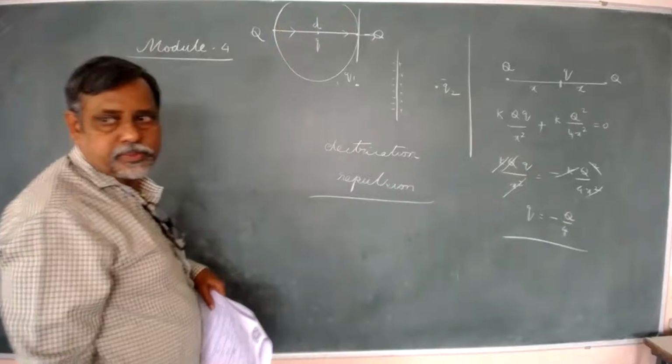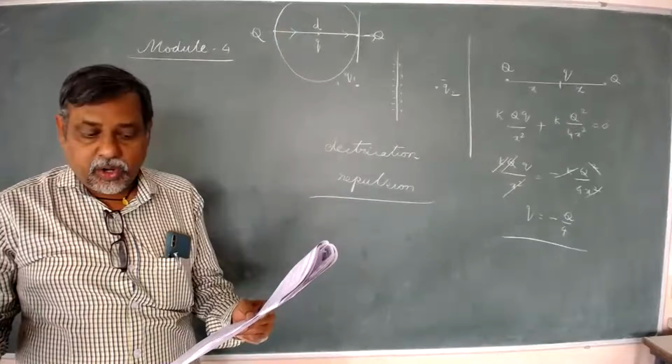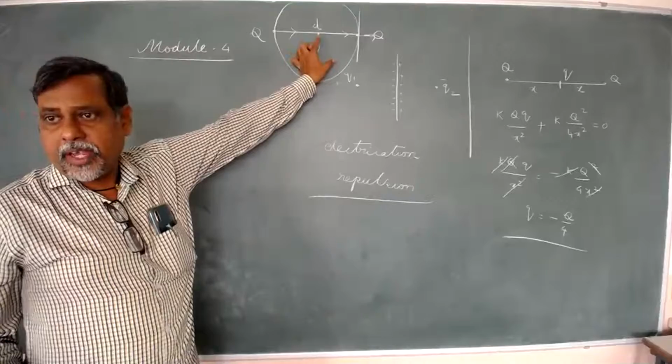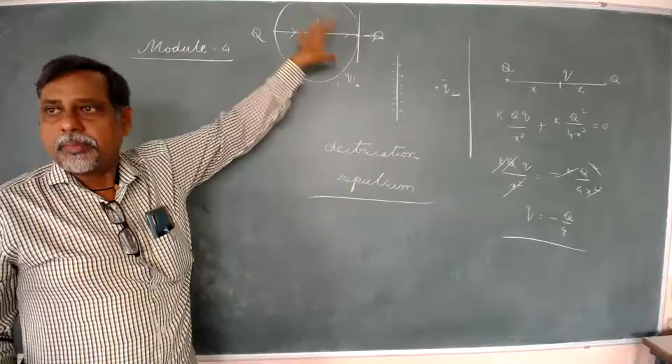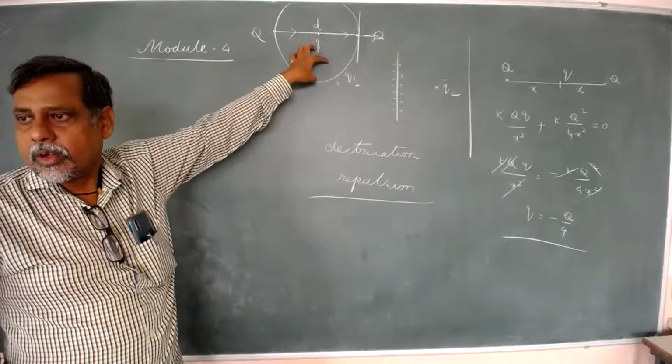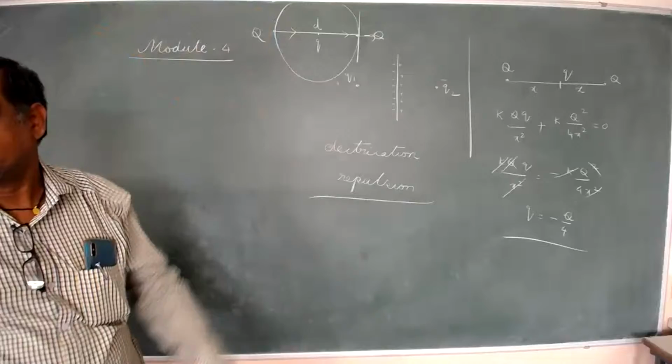Next, option B: the electric field is zero at no points. Even if you don't take a central charge, because of these charges there will be some electric field which pervades inside the sphere. So the electric field is zero at no point, meaning every point will have some field. So option B is correct.